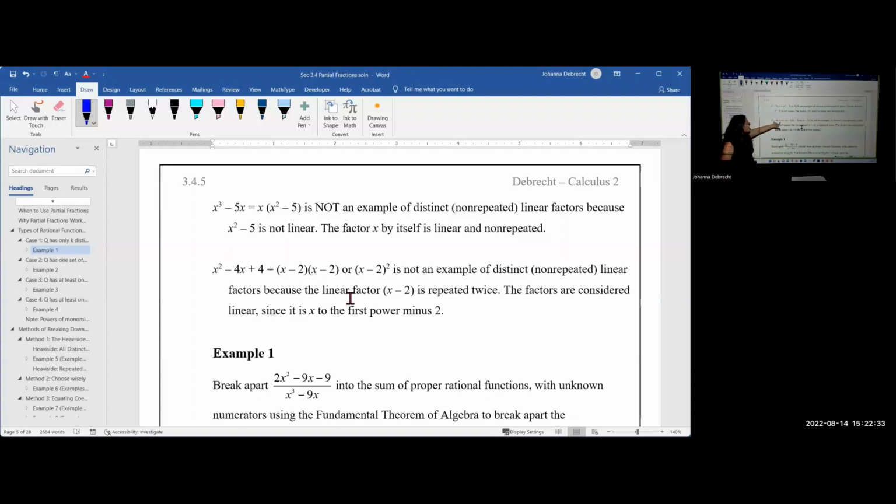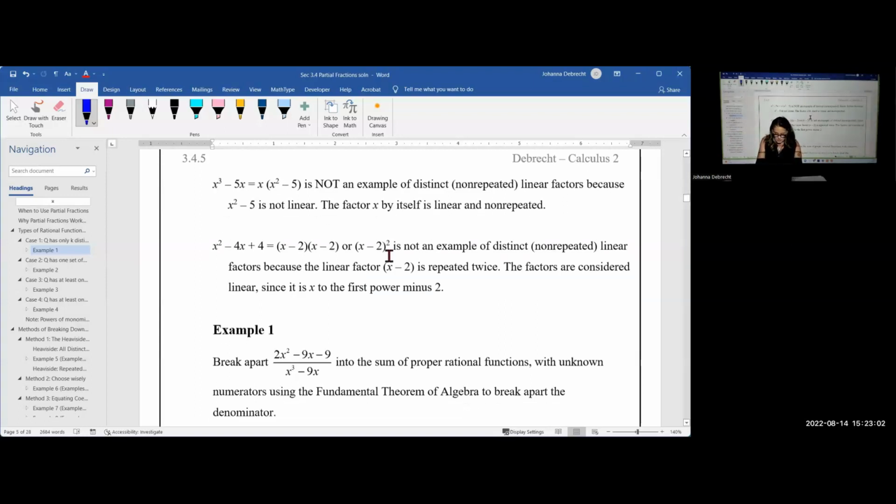Looking at x squared minus 4x plus 4, it factors as x minus 2 times itself, which is x minus 2 squared. Now the factor itself is linear, x minus 2, because it's x to the 1st minus 2, but it's repeated. It's there twice. So it's not a distinct non-repeated linear factor. This is going to be case 2, not case 1. Case 1, they're all different and they don't repeat.